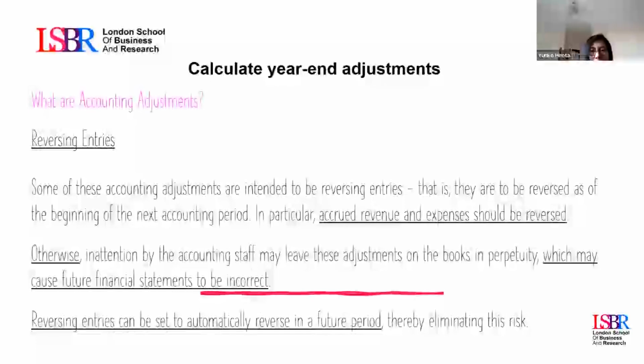Or for example, this could be one of the reasons for reversing: that we made a mistake and we need to solve this mistake. This is one of the reasons for reversing entries. And the other reason is because we need to clear certain financial statements.